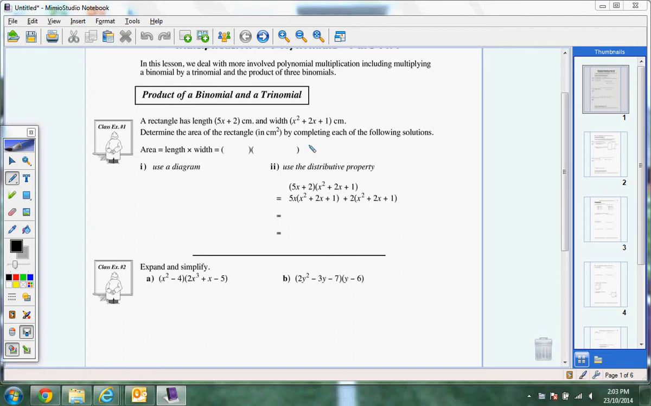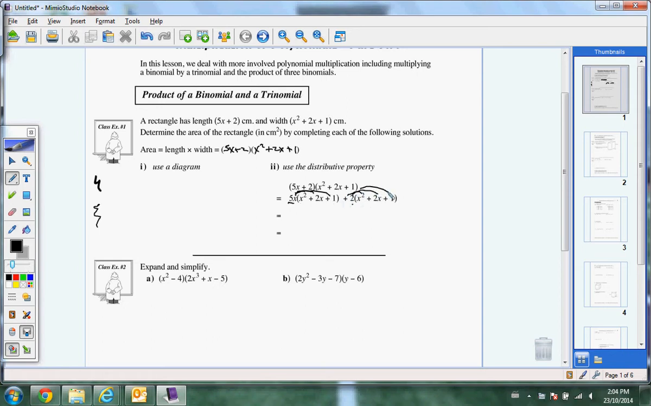Determine the area. Well, we know the area is just length times width. So we know that we're looking for 5x plus 2 times x squared plus 2x plus 1. Okay, and if you're not sure, I'm on page 299. So remember that right here, they're using the distributive property we talked about yesterday. So they're taking the 5x and they're timesing it to the whole thing. They're taking the 2 times it to the whole thing.